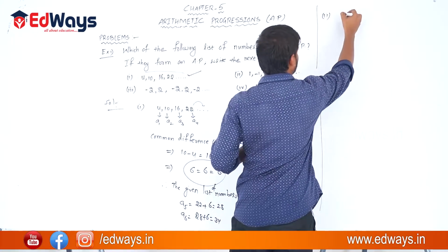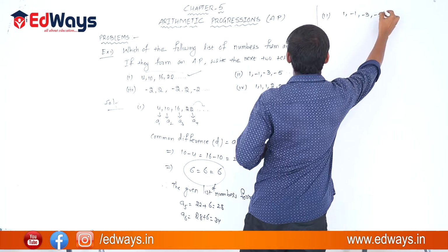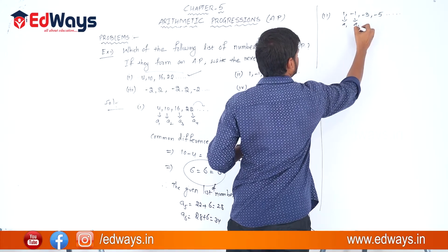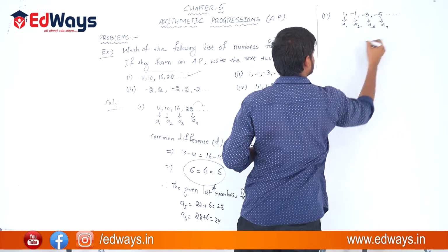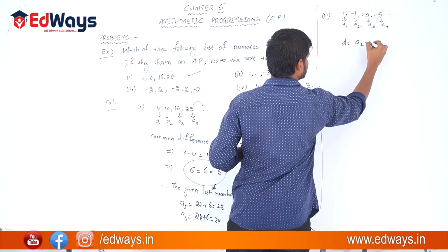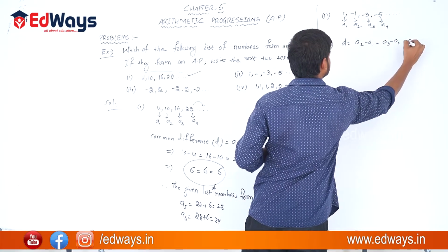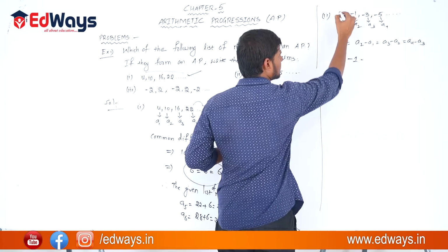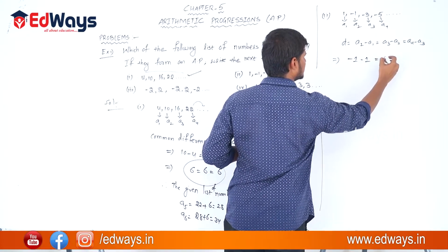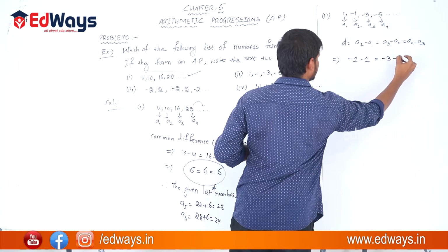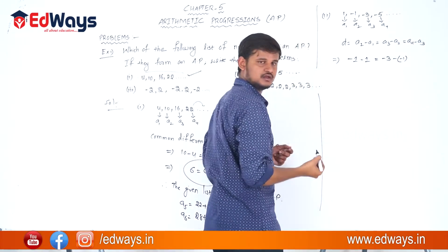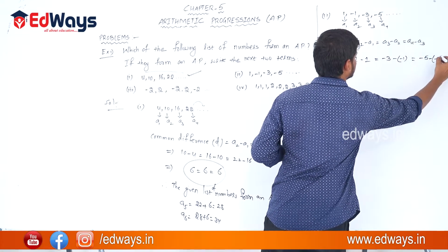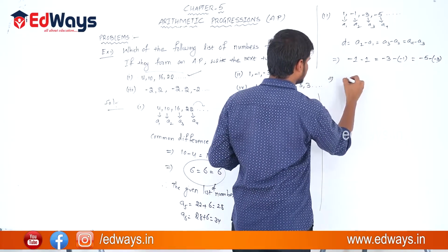That is 1, -1, -3, -5 and so on. Same thing, A1, A2, A3, A4. So write the common difference must be equal to A2 minus A1, A3 minus A2, must be equal to A4 minus A3 in this case. So what is A2 minus A1? -1 minus 1. That must be equal to A3, which is -3, minus A2, which is -1. So minus of -1. Then A4 minus A3. A4 is -5 minus A3 which is -3.